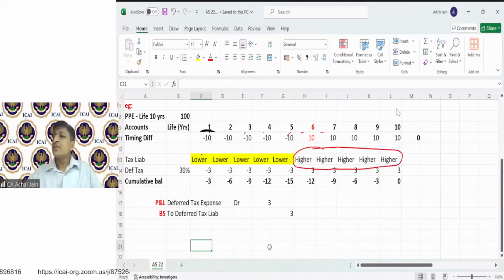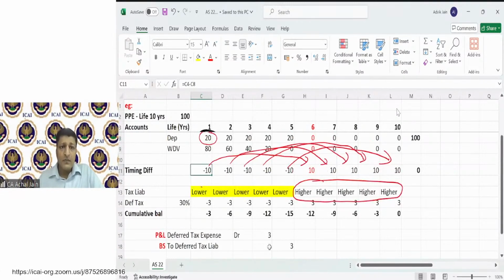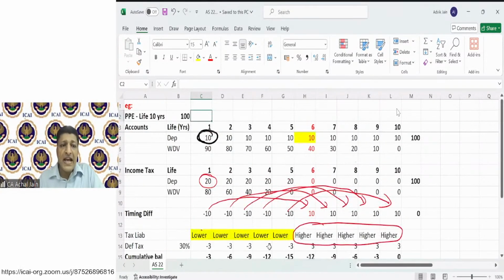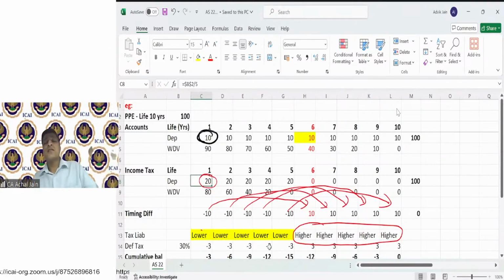So let's suppose we reverse this. Instead of this reduced tax amount which has been paid in year one, if the company has paid more tax, it's the other way around. Let's suppose in year one, the company is required to pay more tax. Why? Because let's suppose income tax is saying depreciation is 10 and books of accounts are saying depreciation is 20. So what will happen? The company will pay more tax in year one.